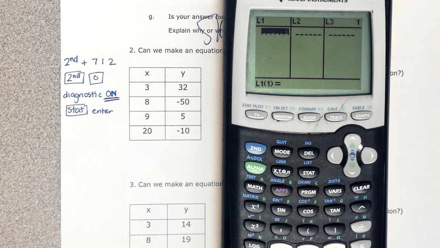I need to make sure. Okay, why are you lost? What did you do? Did you already do the first part? You turn diagnostic on. Second, 0, all the way down. Okay. That's the first part. Second, 0, go all the way down.